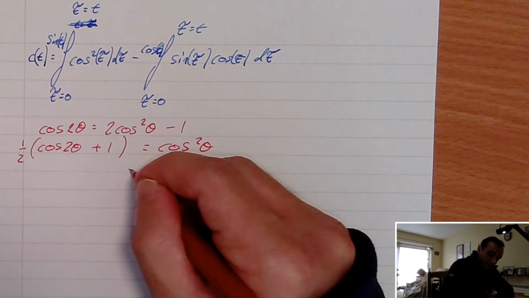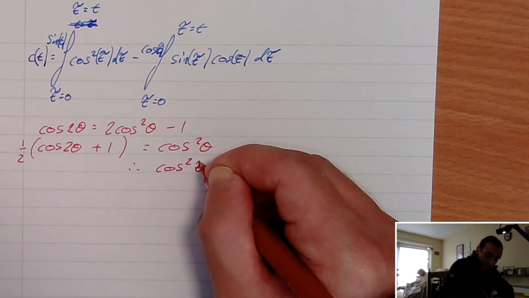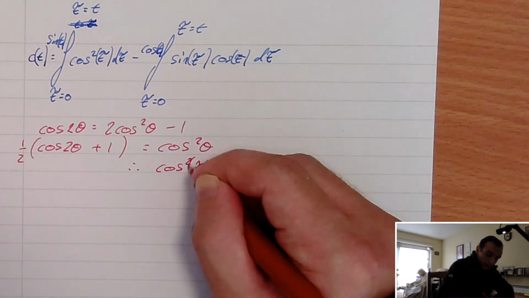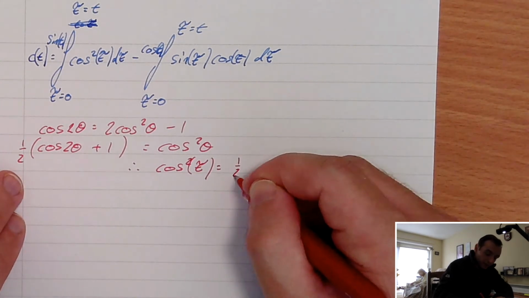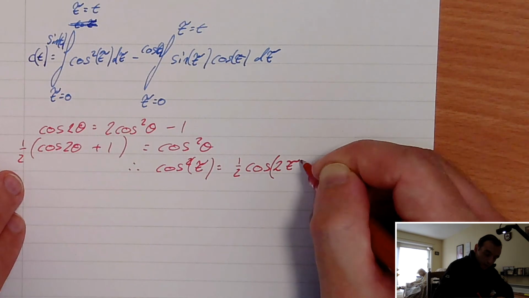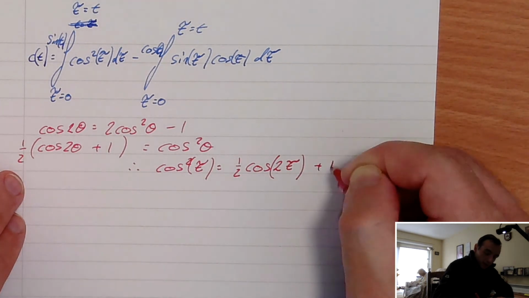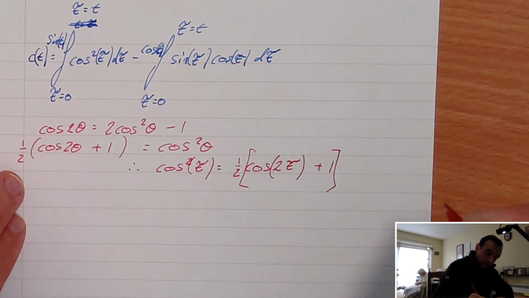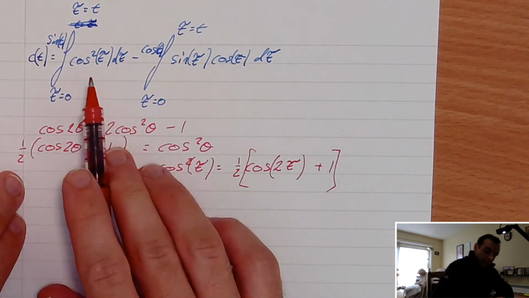So we can therefore say that cosine squared tau equals half of cosine 2 tau plus 1. So that should get us going over here.